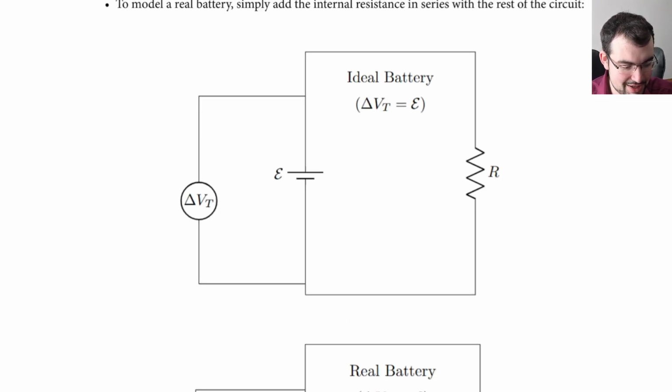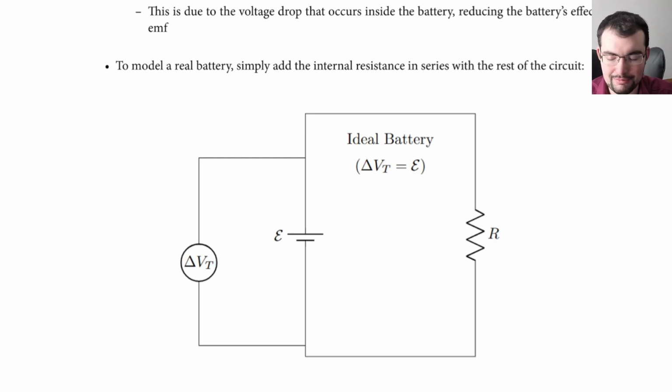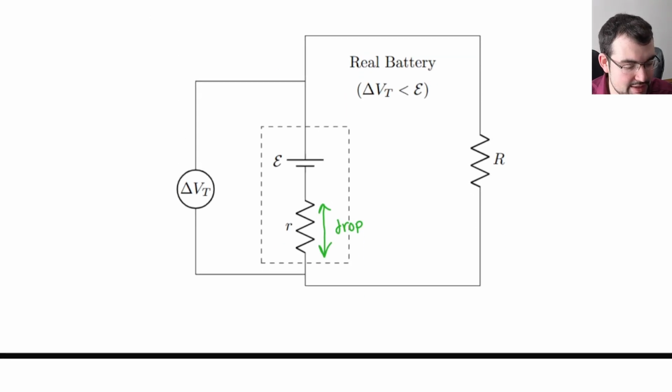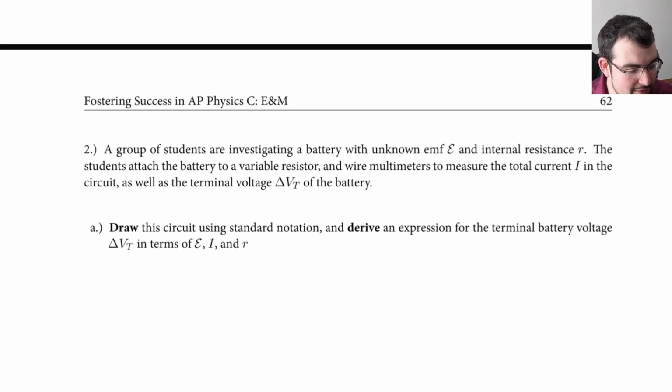So this is not an issue if there's no resistance in your battery, but this is an issue if there is internal resistance, because you're going to lose some of your battery's effective EMF due to the internal drop. And we can set up a loop equation to actually model that. So this is a classic lab that works pretty well.